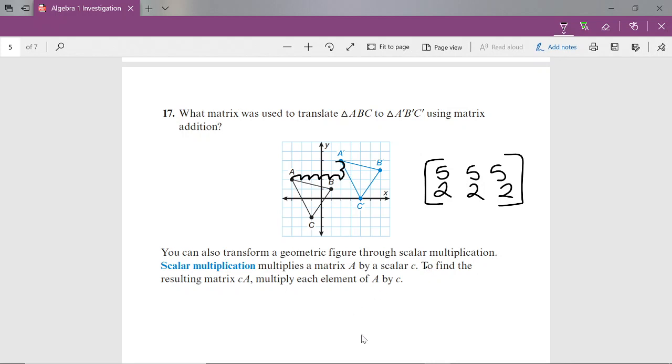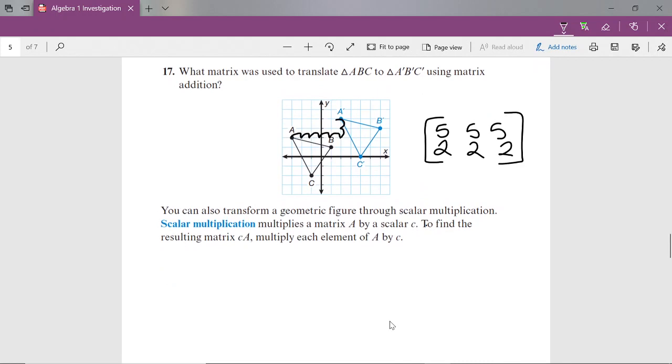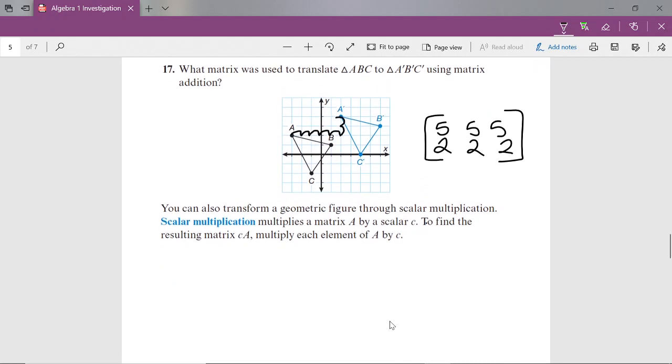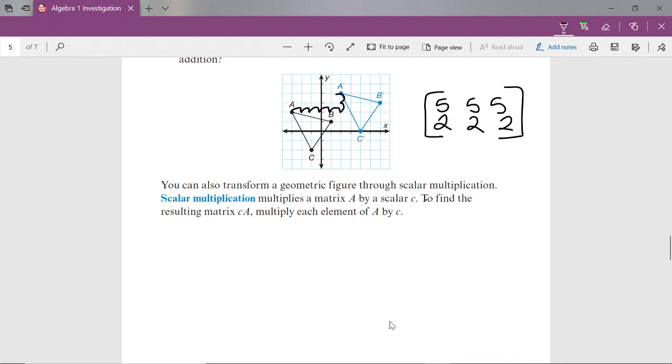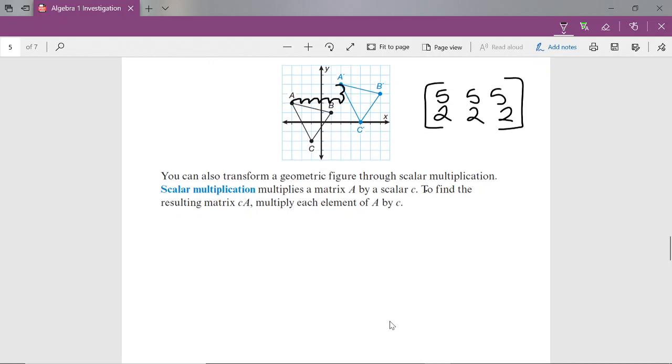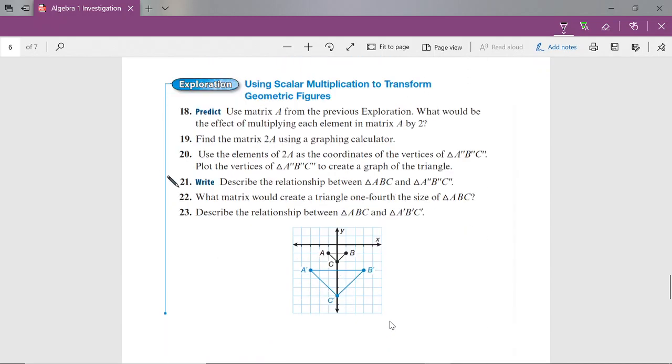So we can also transform a geometric figure through scalar multiplication. This is a dilation. Scalar multiplication multiplies a matrix A by a scalar C to find the resulting matrix C times A. Multiply each element of A by C.